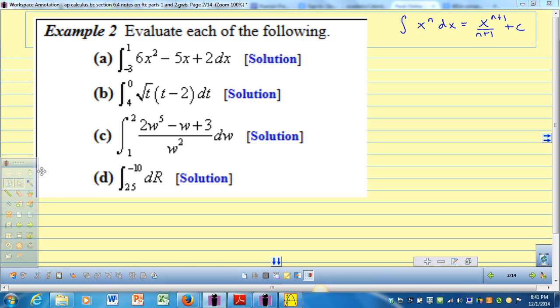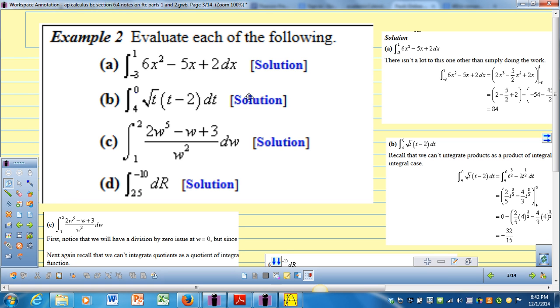All right, so we have 4 examples. And on our next slide, we have the solutions. So you can pause here, try them yourself, and take a look at the solutions on the next page. So I will go over there. So here are the solutions to A through D.